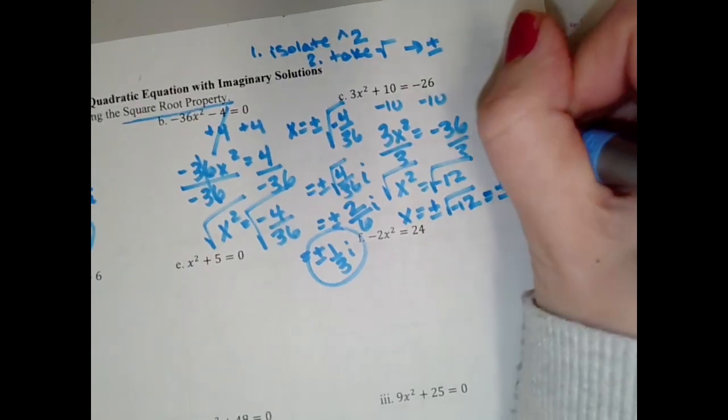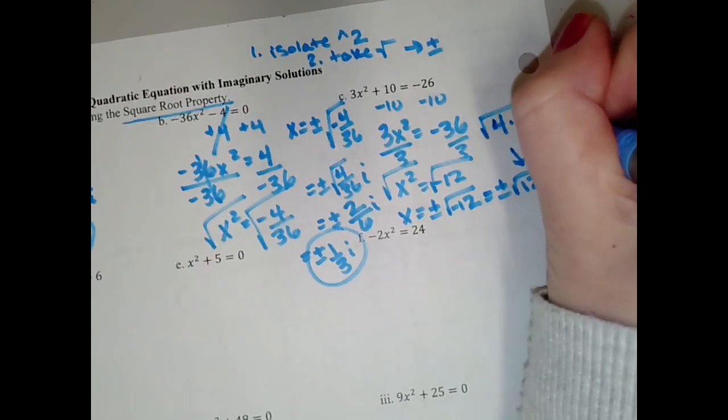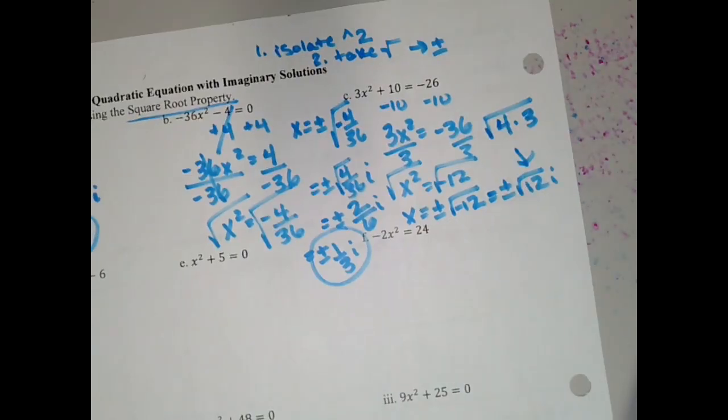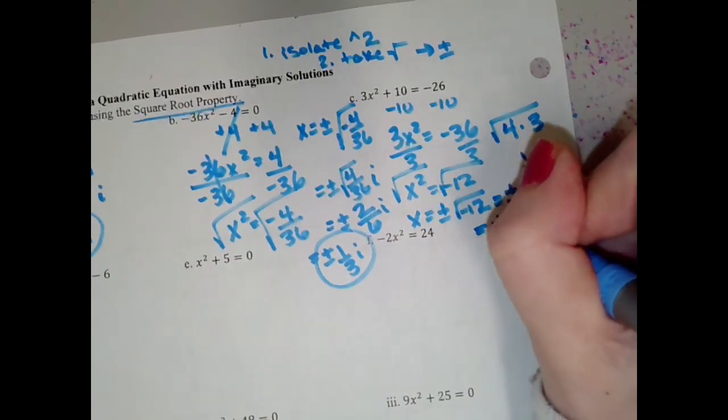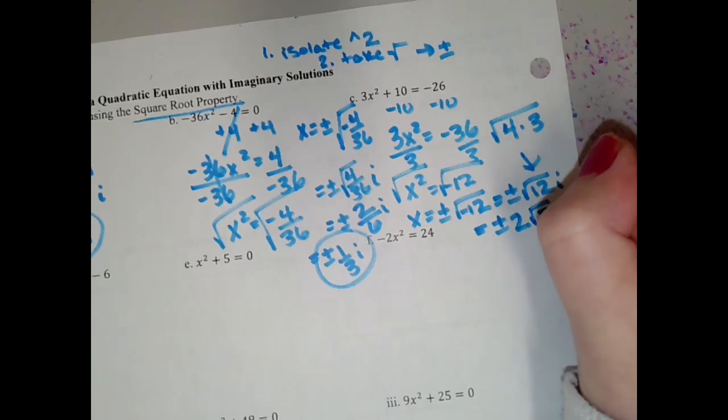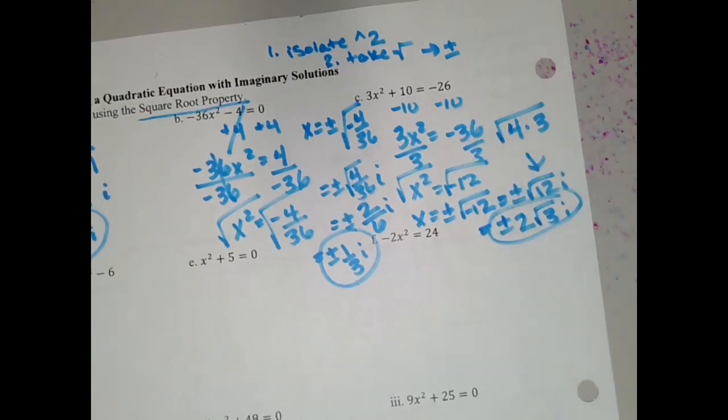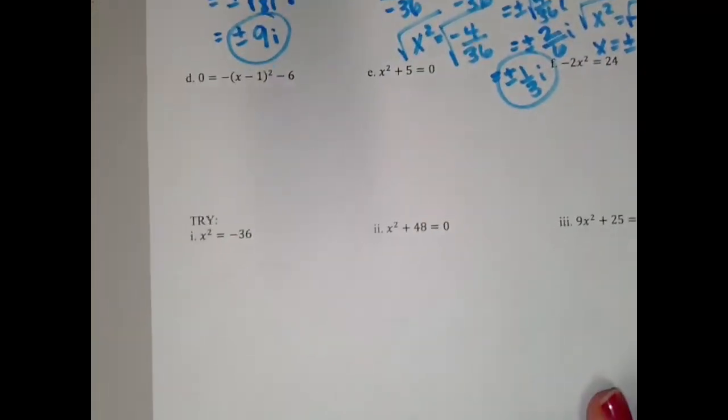And you can simplify the square root of 12 because I'm able to think about a perfect square other than 1. The square root of 4 is 2. The square root of 3 does not simplify, so it's plus or minus 2 root 3i.